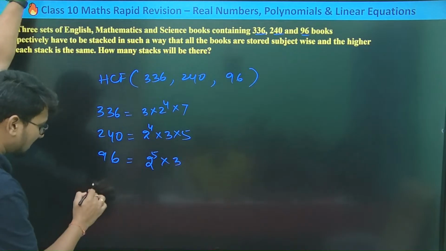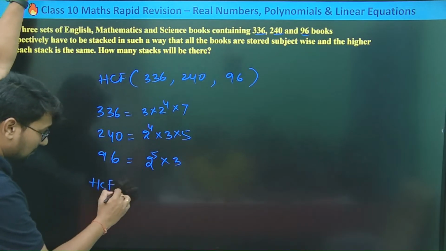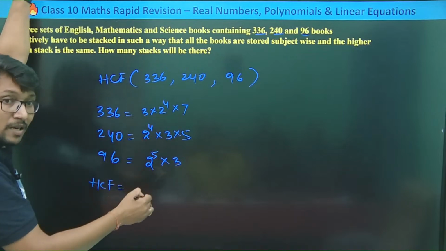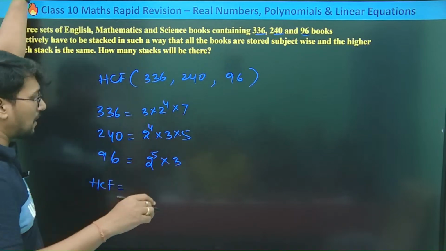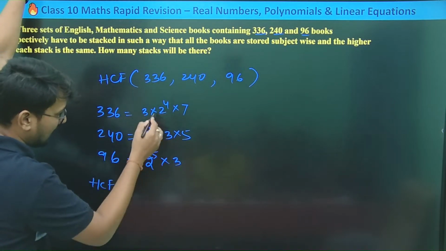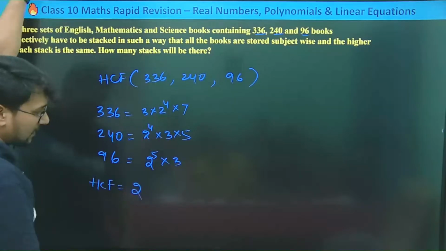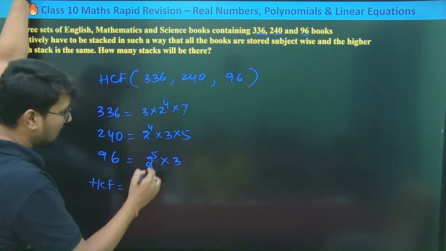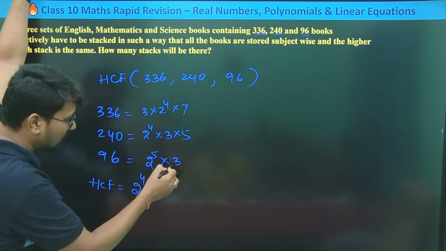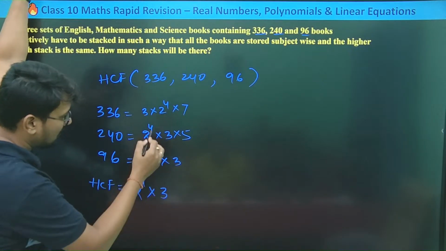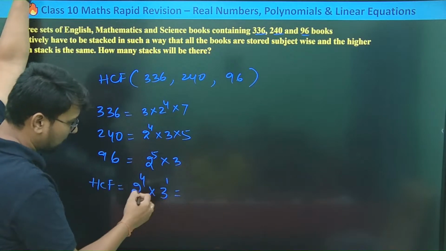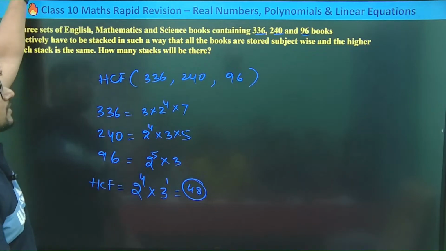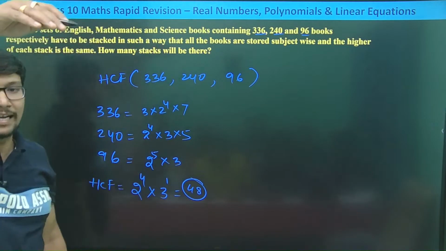So children, what is the meaning of HCF? We have to write the common prime number having least power. Check, is 2 common? What is the least power of 2? 4. And what about 3? 3 is common, right? So what is the power of 3? 1. So therefore 48. I hope you have got the answer. What is 48? Height of the stack.